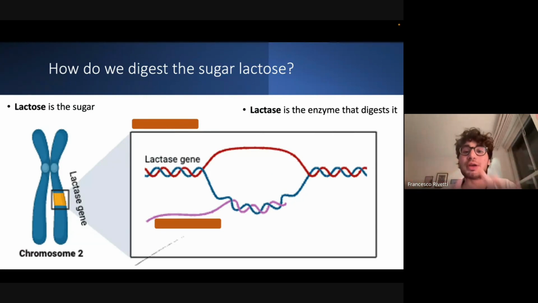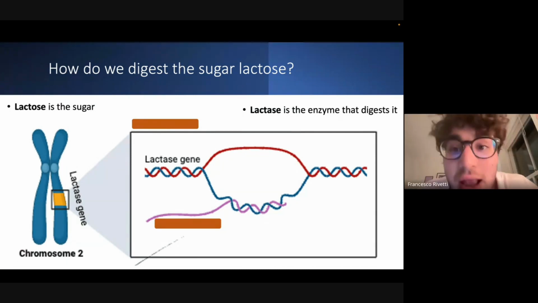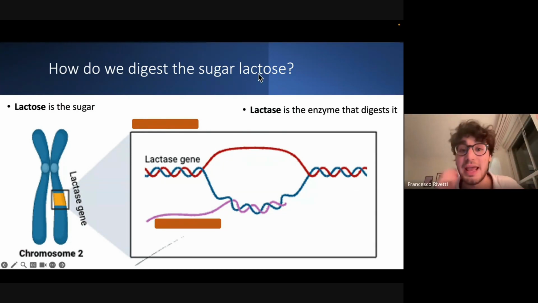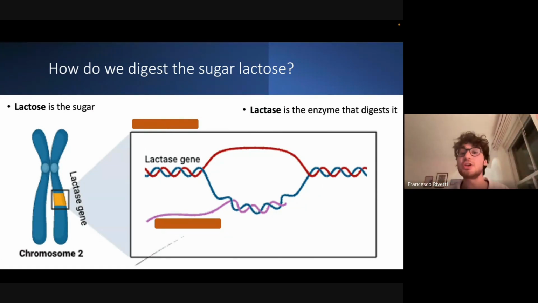But what I wanted to give now is, we learned the concept of the central dogma, but how does it translate to disease, or rather our daily lives? So does anybody know what lactose is? Lactose is the sugar present in milk. So whenever you drink milk, you will be faced with lactose.